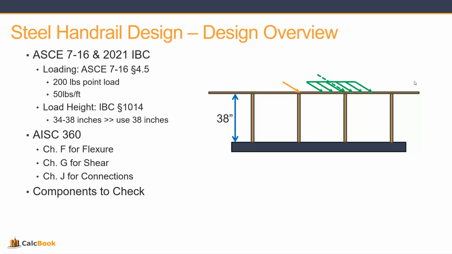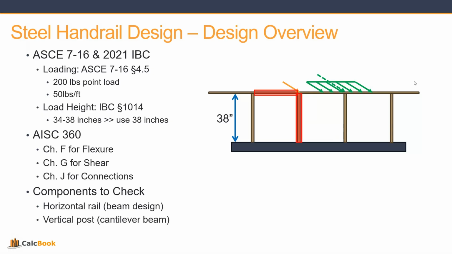And so for this design, the components that we need to check: we need to check the horizontal rail as a beam. We're going to check the vertical post as a cantilever beam, and then we're going to check our post weld to the stringer at the base for that moment.